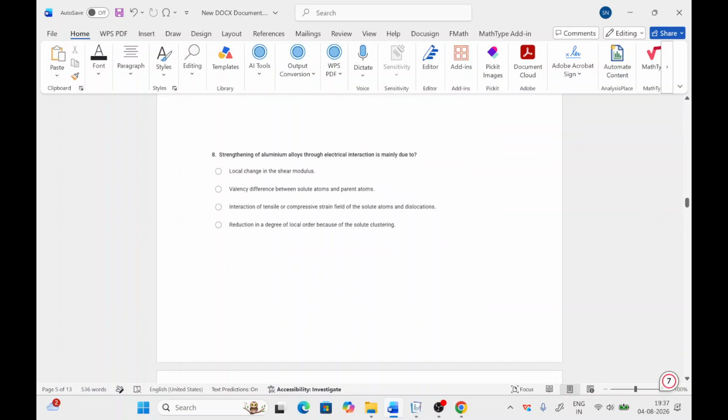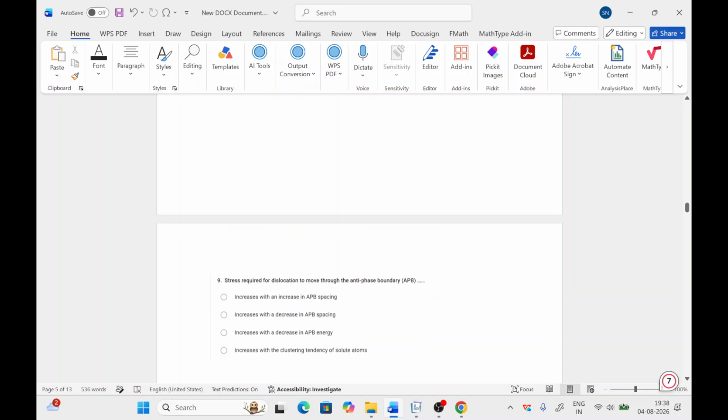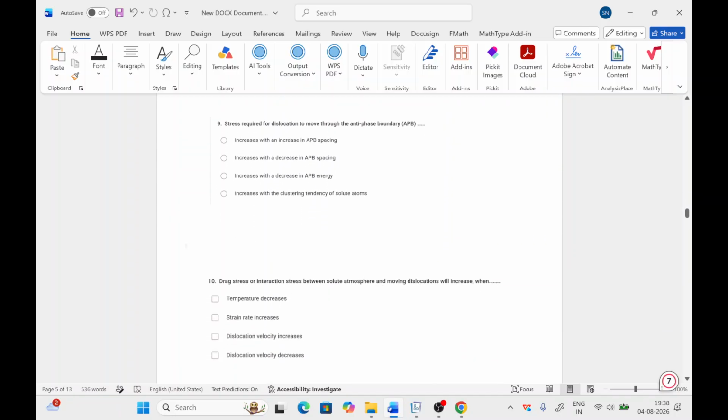Eighth question. Strengthening of aluminum alloys through electrical interaction is mainly due to local change. So electrical interaction is generated because of the difference in valency. So valency difference between solute atoms and parent atoms. Second option is correct.